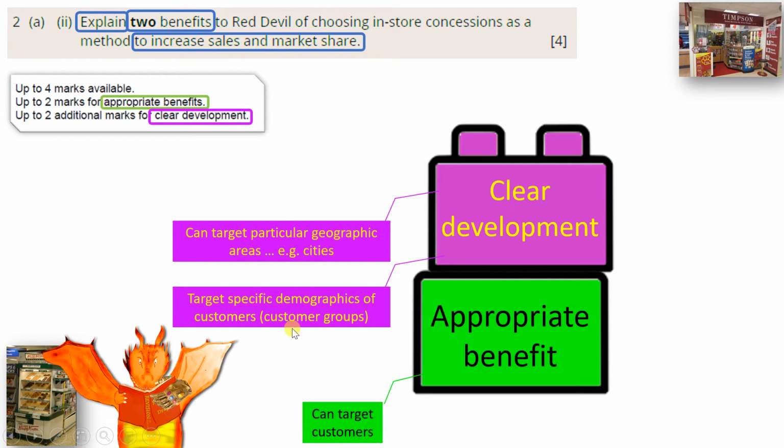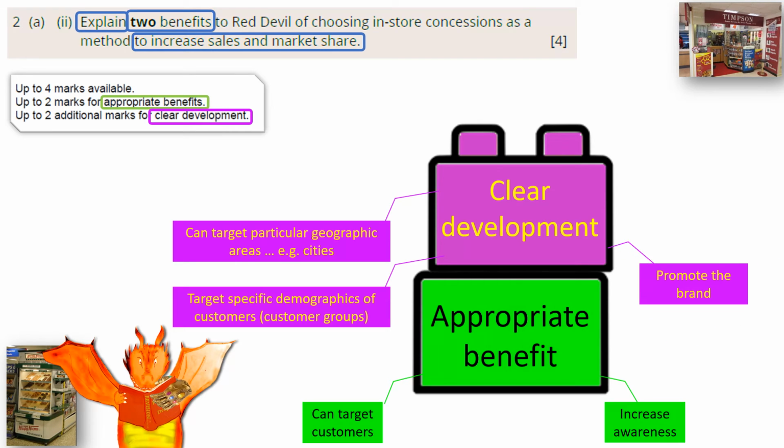So our next one we can look at is increasing awareness of the Red Devil mobile phones. Now, in order to increase awareness, to develop that, you're looking at promoting the brand. So it could just be raising awareness of the brand, and by putting it in concessions and in those geographic areas and for a particular demographic group, you're looking at raising the number of potential customers, because depending on where you've got it, for high footfall as well.